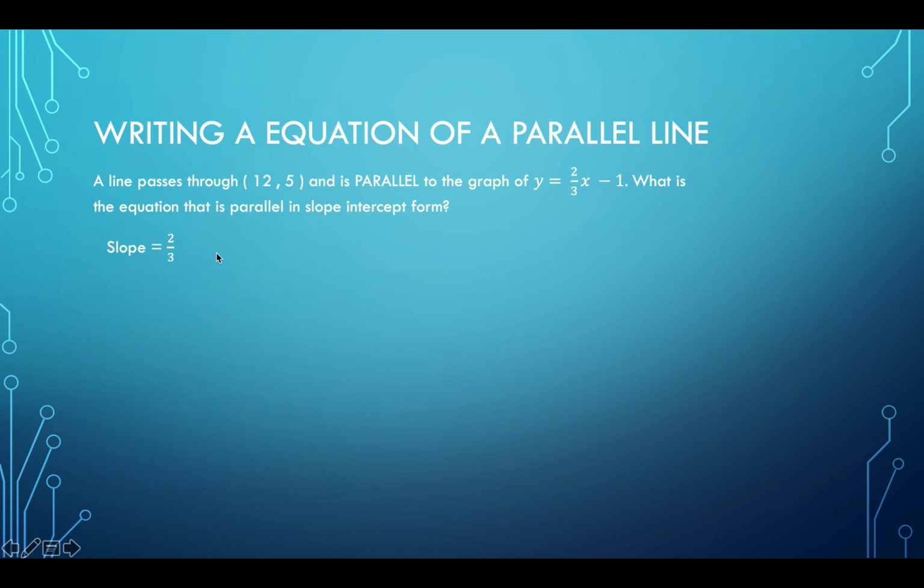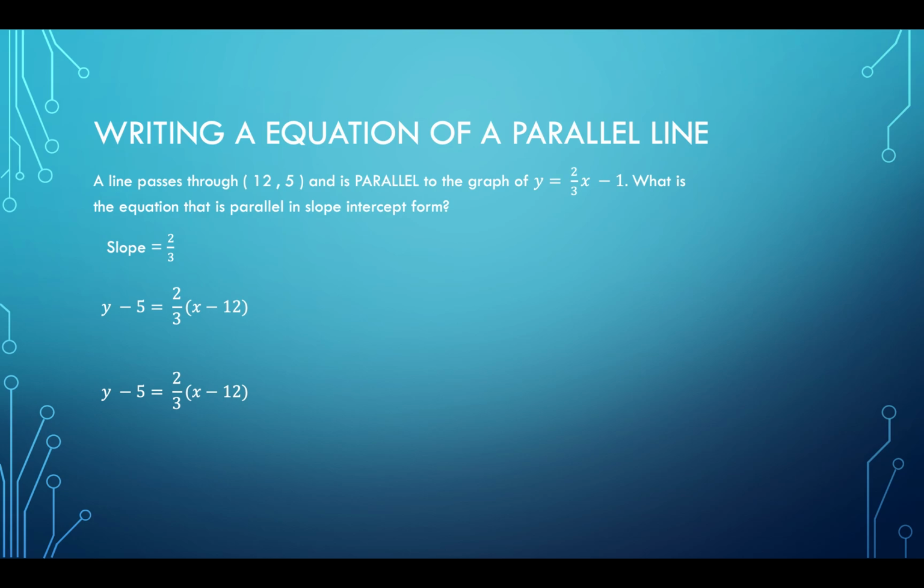The next thing we're going to do is plug it into point-slope form. So we have our x1 is 12 and y1 is 5. So we go ahead and plug into that equation. So we're left with y minus 5 is equal to 2/3 times x minus 12.